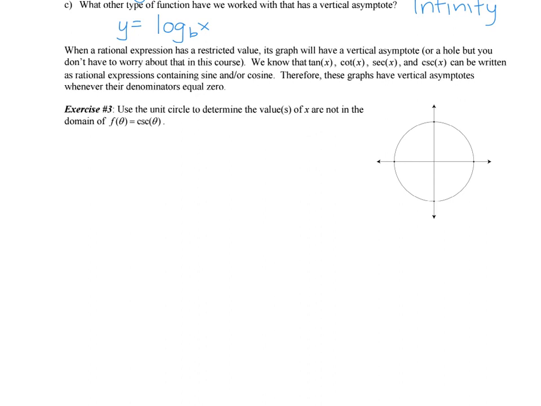So we're going to start out and look at cosecant of theta and think about what's going to happen with that. First off, we need to think about the unit circle. Cosecant of theta is the reciprocal of sine. We know on the unit circle sine theta equals y. So cosecant of theta is going to equal 1 over y, and that's your rational expression. So we'll just label our basic 4 points.